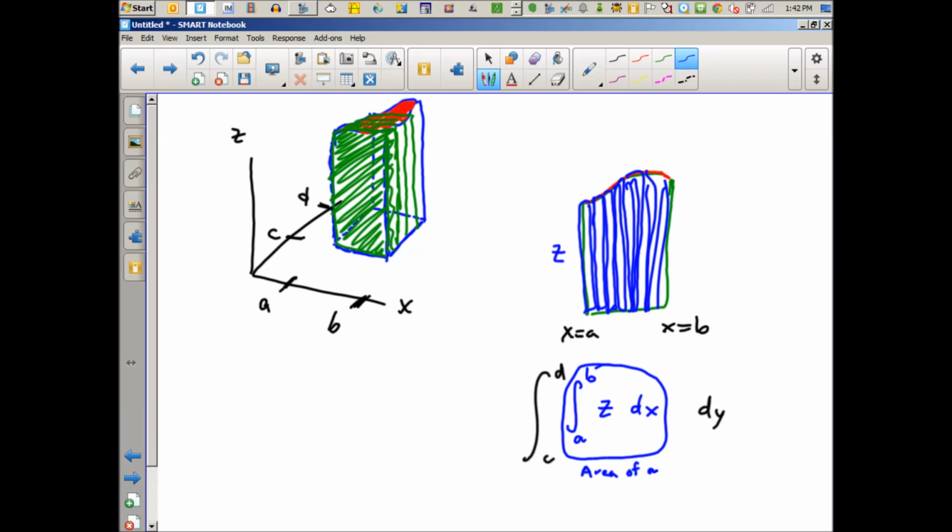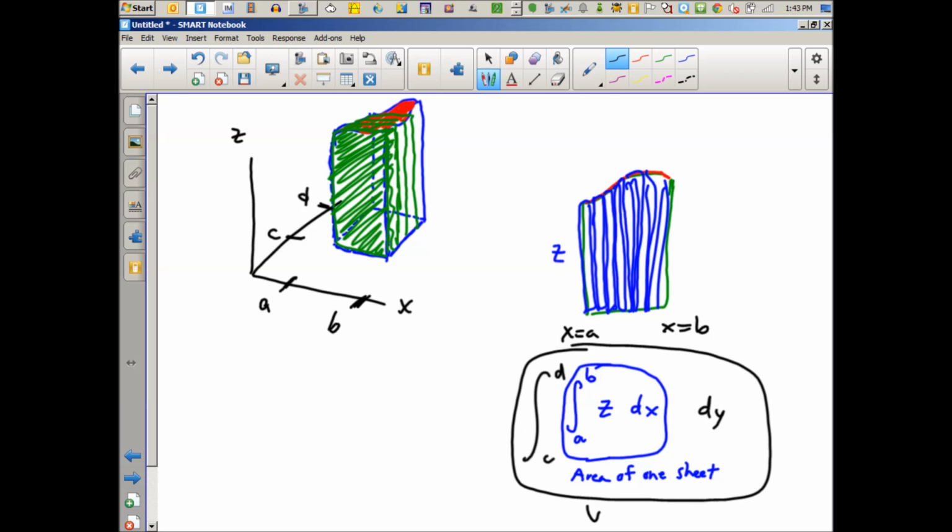Of one. Actually, that's not quite true. Let's see. How do I label this? This is actually, yeah, this is the area of one sheet. The full area of one sheet. And the whole integral is the volume of the solid.